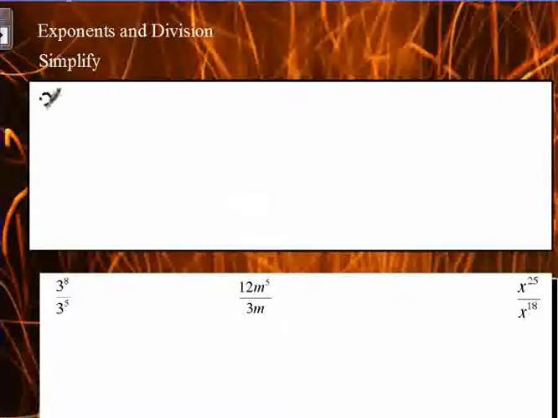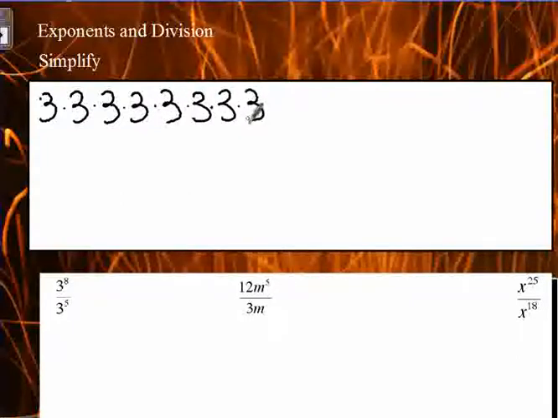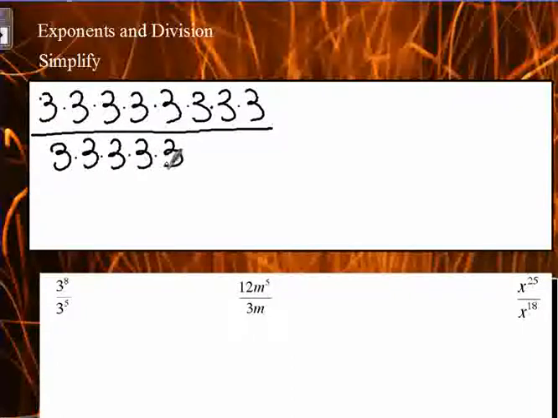3 to the 8th power is repeated multiplication. So 3, 8 times. 1, 2, 3, 4, 5, 6, 7, 8. 3 to the 8th power. Divided by 3 to the 5th. 1, 2, 3, 4, 5.